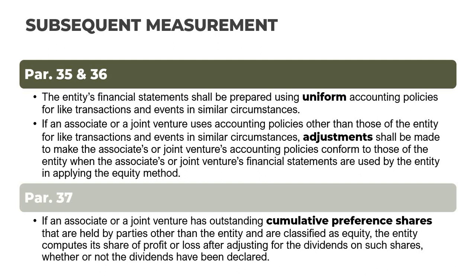Then, sa paragraph 37 naman, if an associate or a joint venture has outstanding cumulative preference shares that are held by parties other than the entity and are classified as equity, the entity computes its share of profit or loss after adjusting for the dividends on such shares, whether or not the dividends have been declared. So, in paragraph 37, we should consider this when we are computing for the share in the profit or loss of the associate. Kasi, syempre, kapag ang isang associate ay meron siyang outstanding preference shares at alam naman natin ang preference shares, sila ay preferred as to the distribution of dividends.